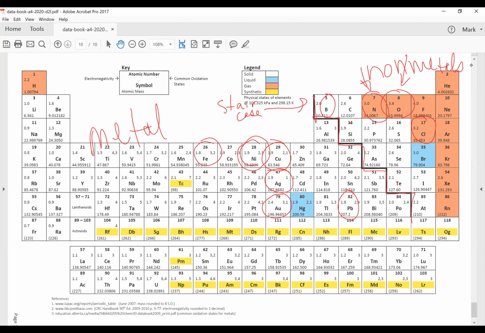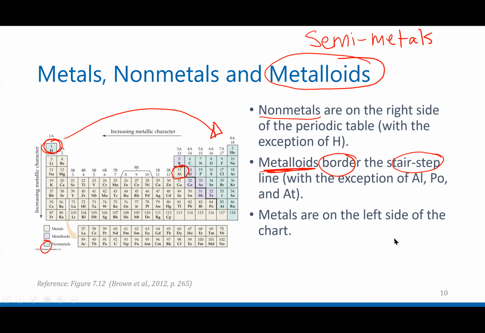Anything basically touching these steps, you can call a semi-metal, except aluminum. Don't count aluminum. Aluminum is a metal. Think about aluminum foil in your kitchen. It's shiny, it's silver looking or gray. It's definitely a metal. All right, this is pretty easy, I hope. Let me get back to my PowerPoint and share again. We're almost done for today, actually.